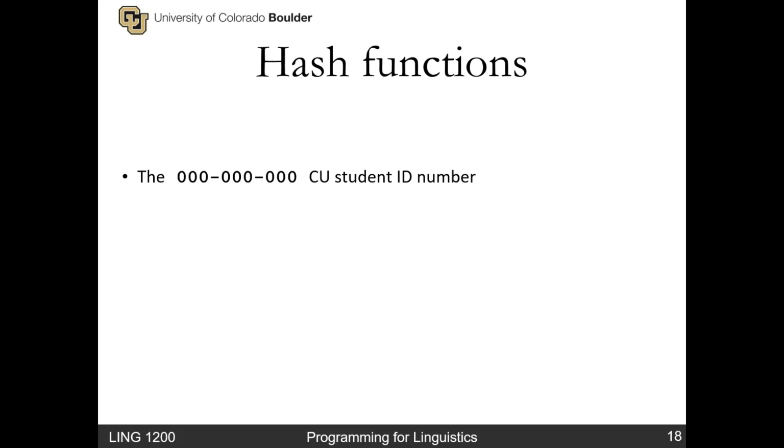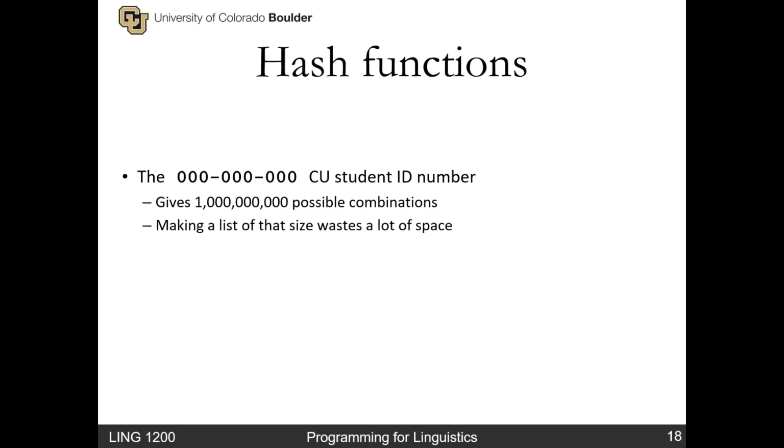So let's think about the CU student ID number. It has 9 possible digits in it. That gives us 1 billion possible combinations. That's a lot of students. If we're going to put that in a list, the way a list works, we're going to have to reserve those 1 billion places in memory in a consecutive place and save that space for when we might need it.